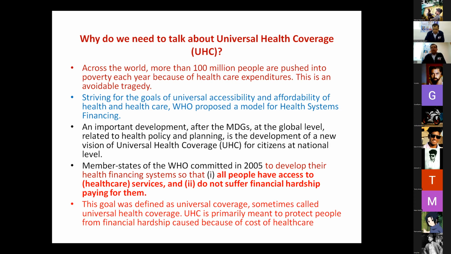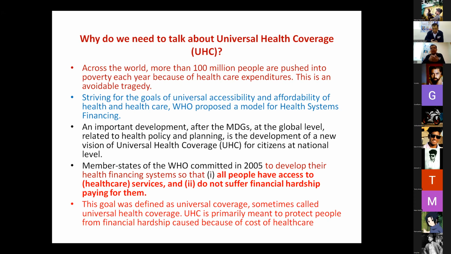Now, striving for the goals of universal accessibility and affordability of health and healthcare, World Health Organization proposed a model for health system financing. So keeping in mind this kind of catastrophic impact of health expenditure, WHO took initiatives to develop a health system which can address the problems related to health financing. An important development after the Millennium Development Goals at the global level to health policy and planning is the development of a new vision of universal health coverage for citizens at national level. So after the MDGs that we had at the turn of the millennium, it became an important concern for the global agency to address this problem. How can we protect people from the catastrophic impact of this high cost of care?